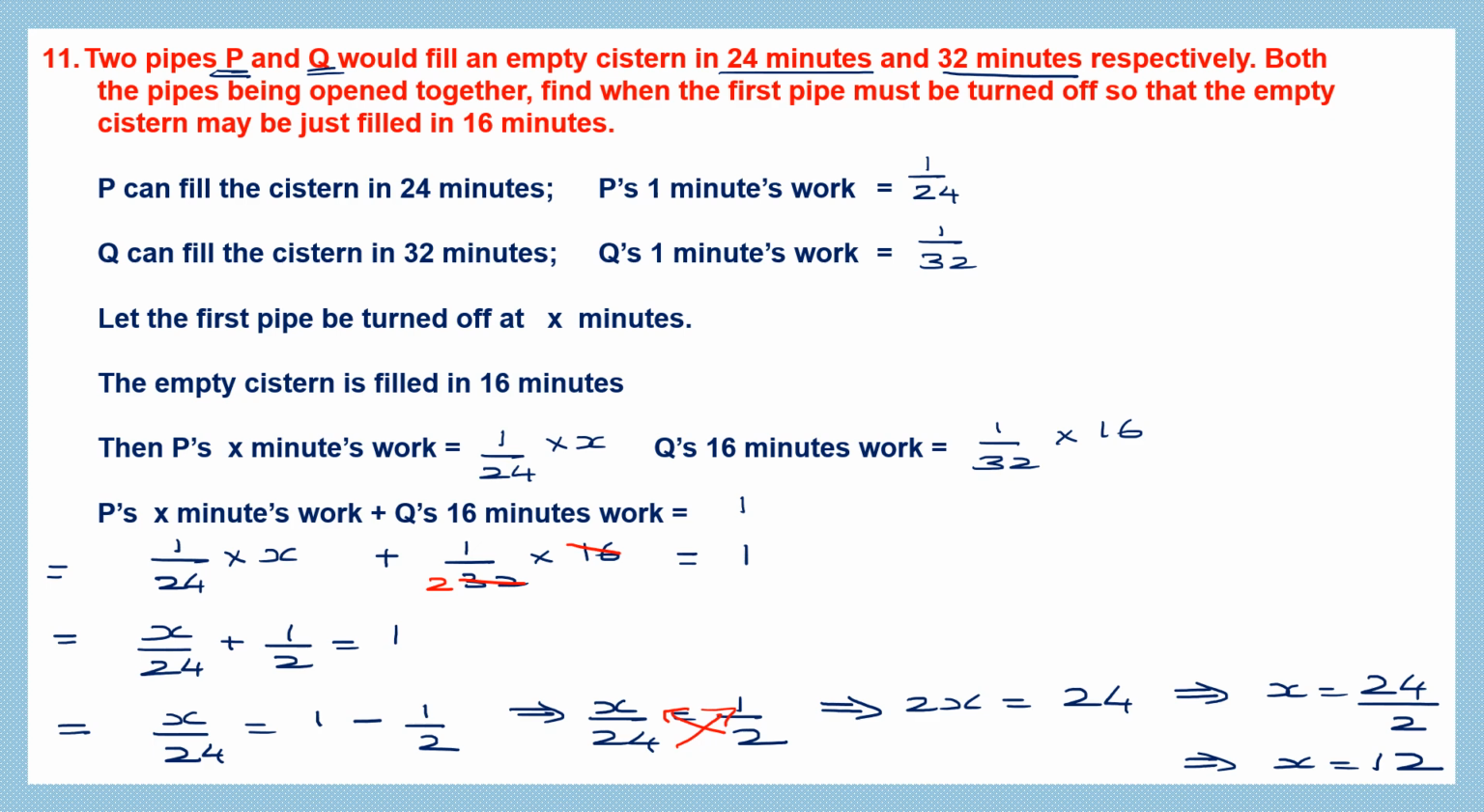So we have found the answer. At what time should it be turned off? It should be turned off at 12 minutes. So when you turn it off at 12 minutes, after 16 minutes the cistern gets filled. So this is our answer. That means pipe P should be turned off at 12 minutes.